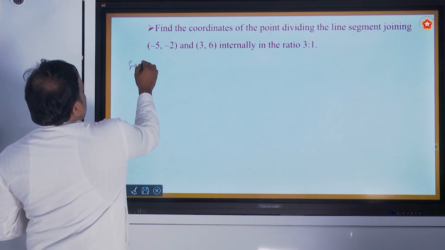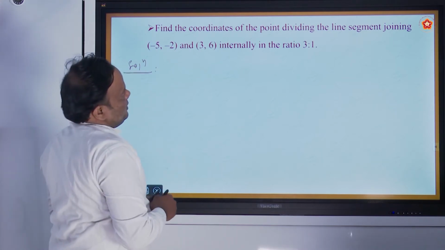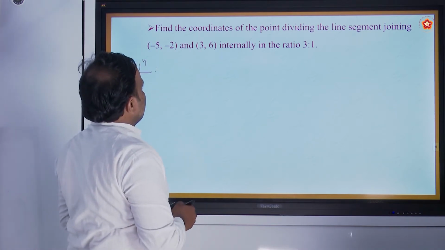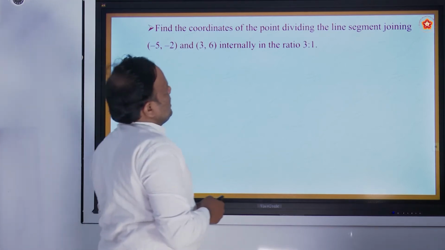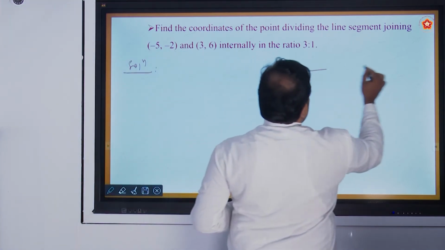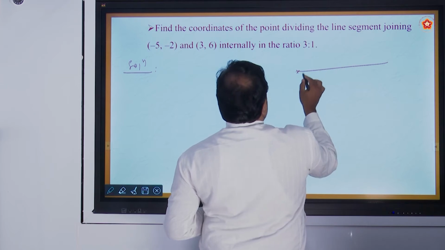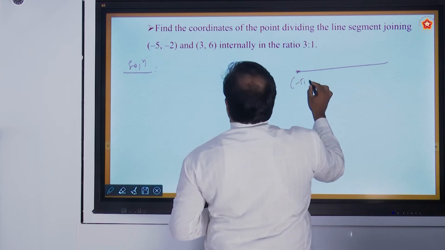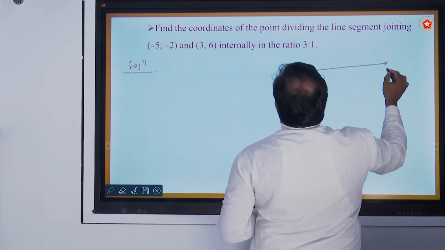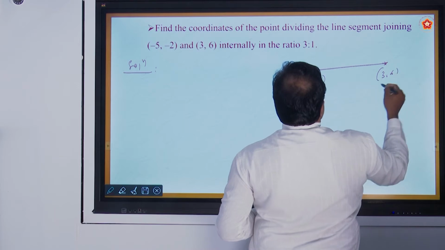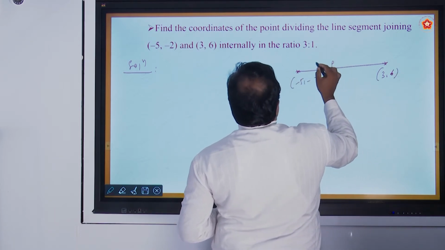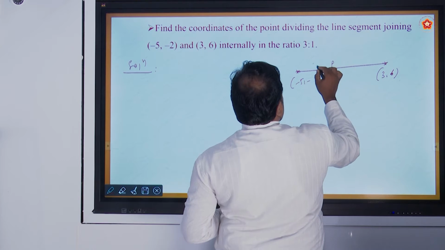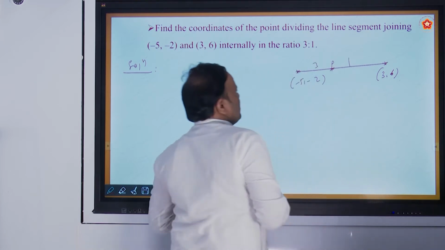So observe here, what is the next problem? Find the coordinates of the point dividing the line segment joining (-5, -2) and (3, 6) internally. Here only internal division is given. The line joins the points (-5, -2) and (3, 6). Take P as the dividing point, in the ratio 3:1. This is a rough figure, 3:1.